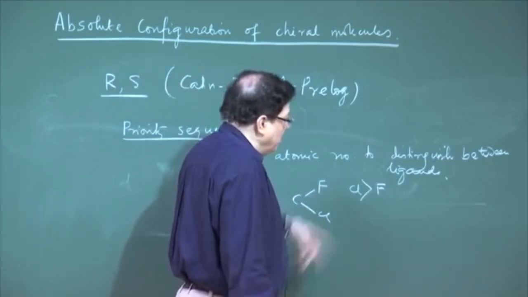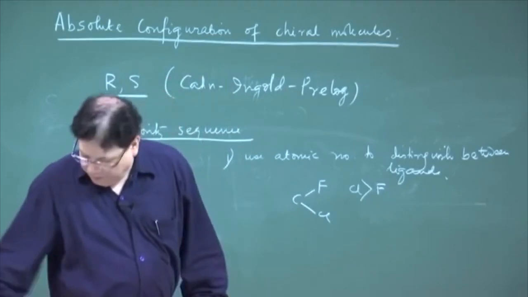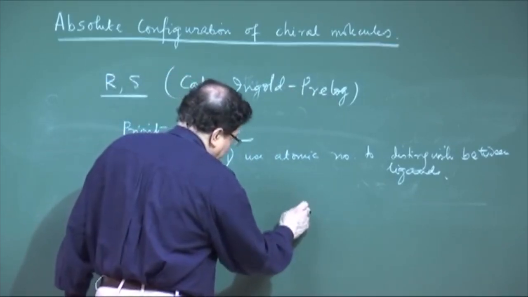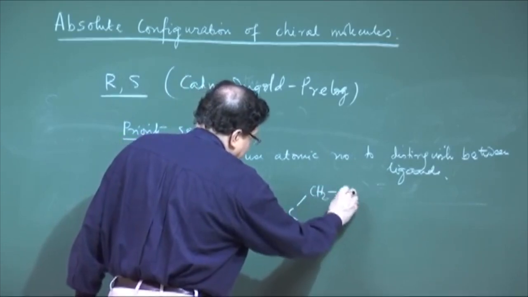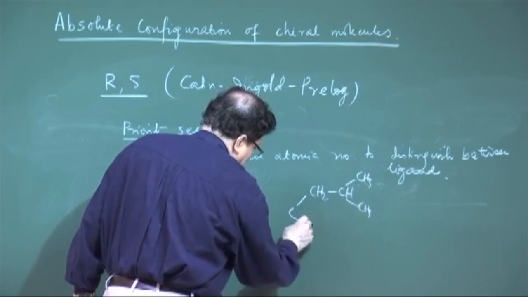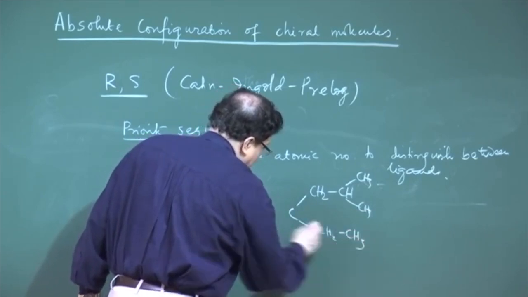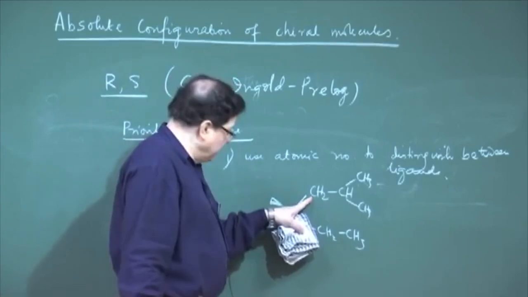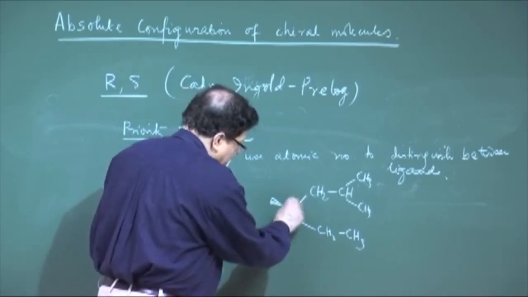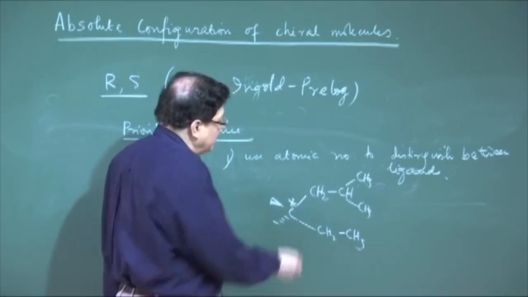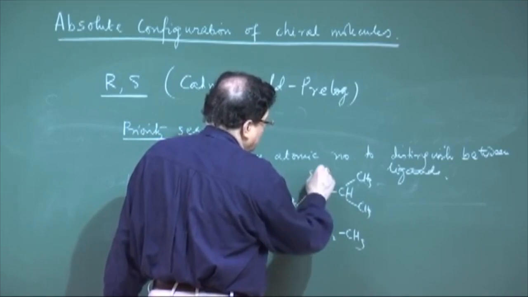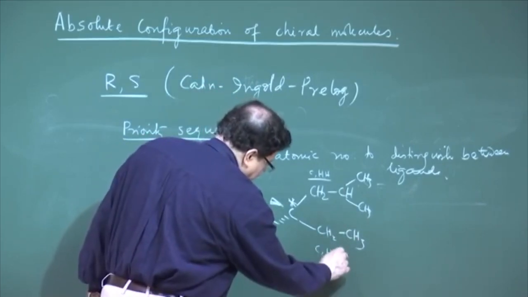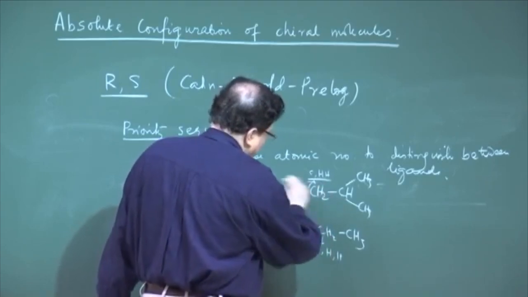Now the things may become more complicated later on, because the first atom that is attached to the stereogenic center may be the same, but the second atom may be different. Suppose this is CH2, then CH3 and CH3, and you have CH2 and then CH3. If you are asked to distinguish between these two, what do you do? You check the first ligand attached to this stereogenic center, and you see what the other ligands attached are. One is carbon, another are two hydrogens. Here is also one carbon and two hydrogens. So there is no difference.